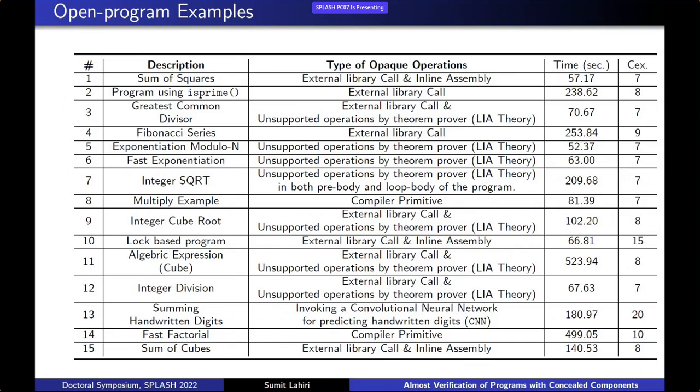And I show the type of opaque operations that are present in these programs, the time it took to generate the invariant, and the number of counterexamples it took.